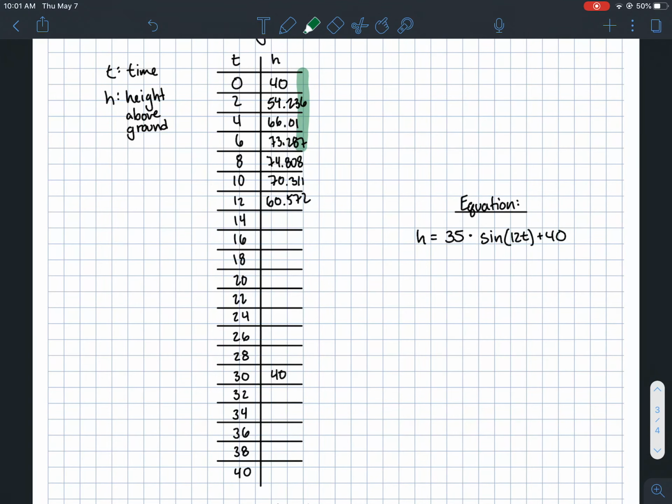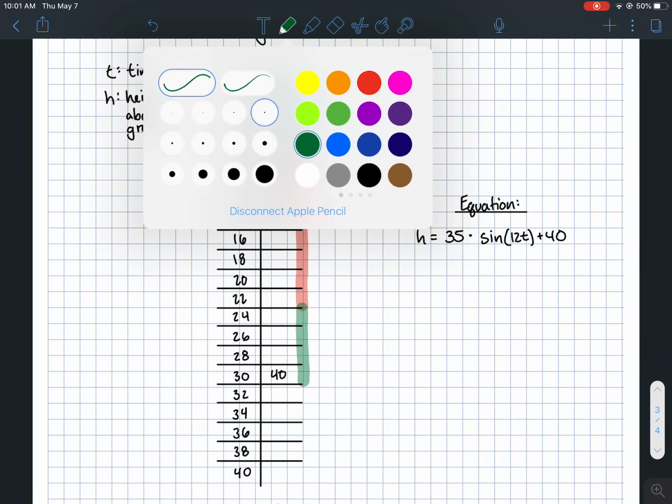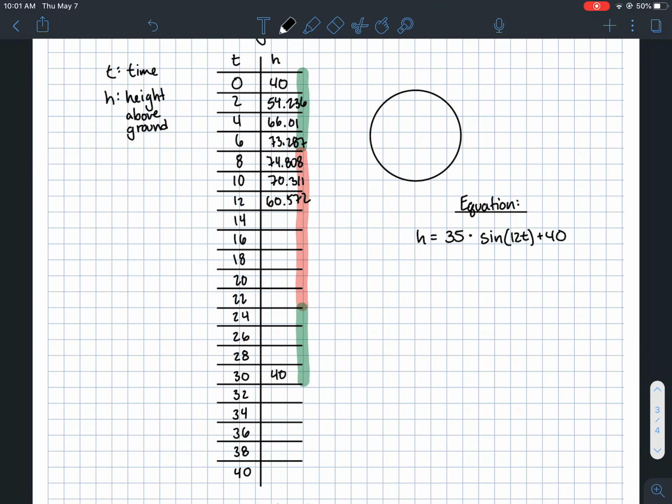Our graph's going to be growing here. It's going to start to go slower to here. And then it's going to be growing again back up to our 40. And that's just like we saw with our circle. We have our midline, and we see growth. Then we see decreases. And then as we hit that bottom, we start to come back up.